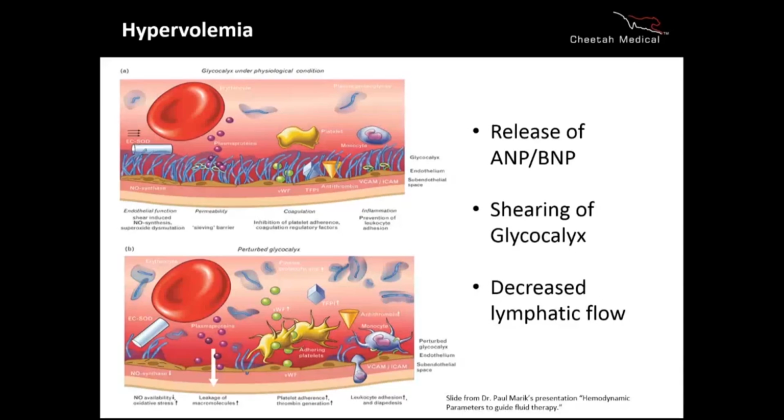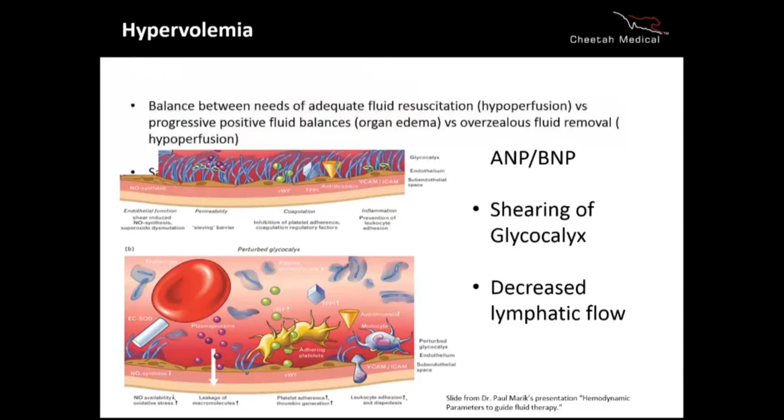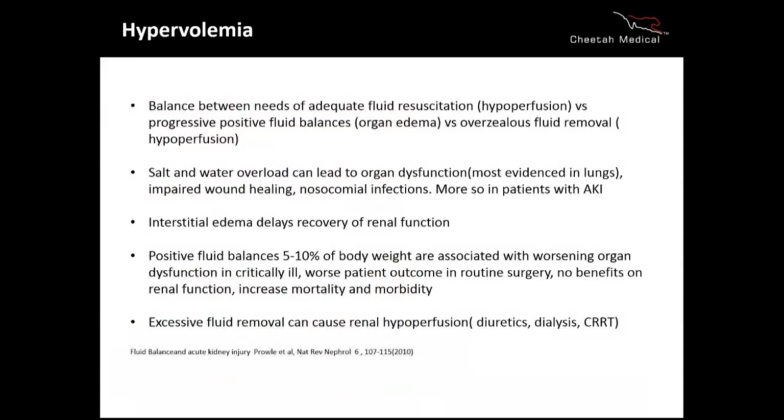There's a fine balance between the need for adequate fluid resuscitation so that you don't cause hypoperfusion, versus progressive positive fluid balances causing organ edema, versus the overzealous fluid removal, and we're back to hypoperfusion. Most of the time when we fluid resuscitate these patients, we use normal saline. Salt and water overload can lead to organ dysfunction, and it's most evident in the lungs. It impacts wound healing and nosocomial infections, more so in patients with acute kidney injury.